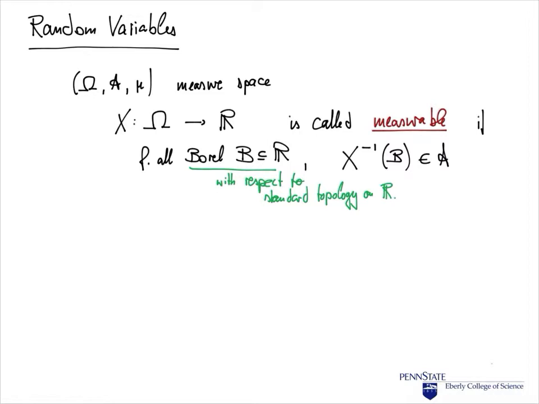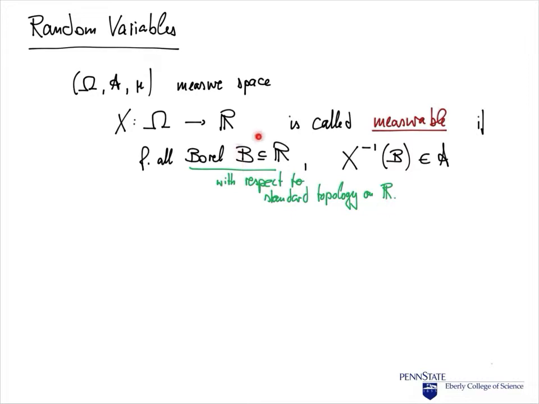So let's start with a review of measurable functions. So we have a measure space. Now here, since classically random variables are denoted by capital X, I replace X by capital Omega as the symbol for the measure space. And then we look at a function from this measure space into the real numbers, and that's called measurable if, for all Borel sets in R, and we now mean the Borel sets with respect to the standard topology. So that just means that it's the topology generated by the open intervals.